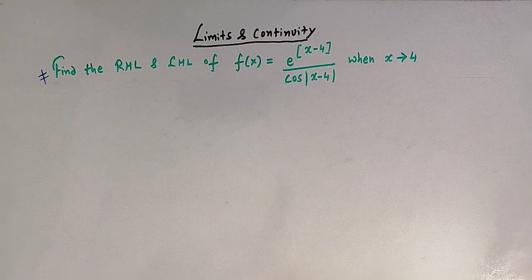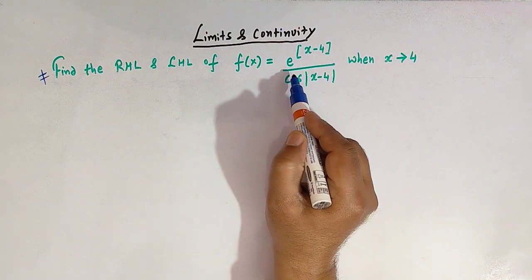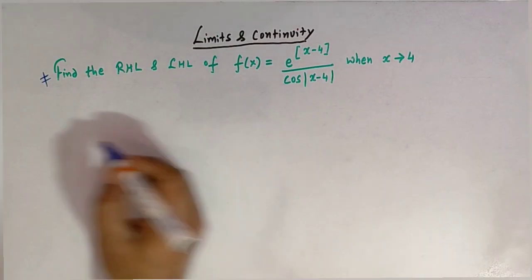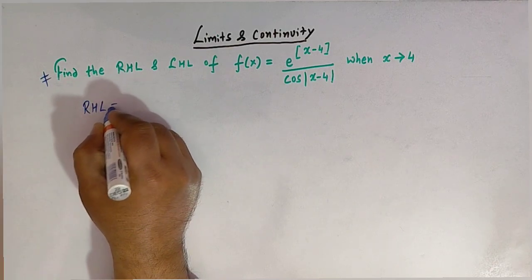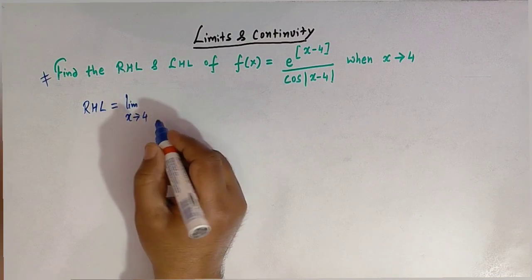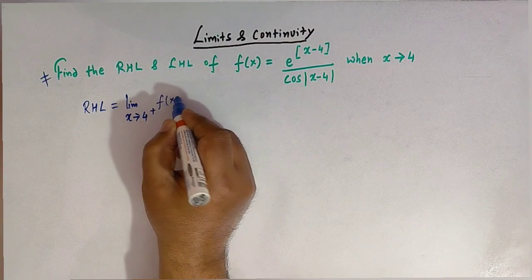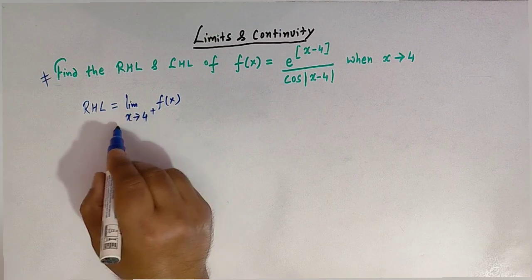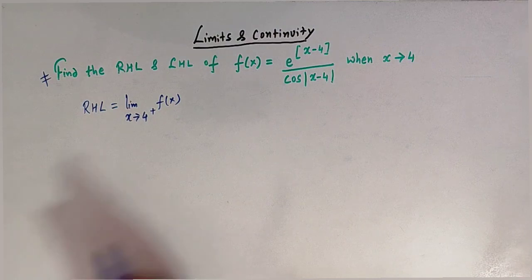So let us start and let us first find out the right hand limit of this function when x tends to 4. So now the notation for the right hand limit is RHL, and we have limit x tends to 4, and here we'll write a positive sign, right? And here we'll write f of x. So this positive sign shows that x approaches to 4 from the right of x is equal to 4, right?